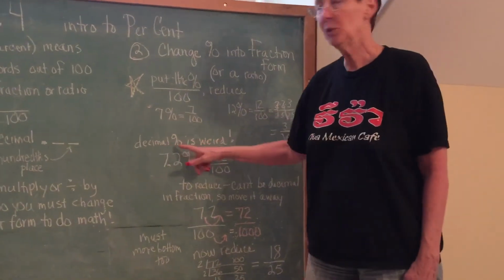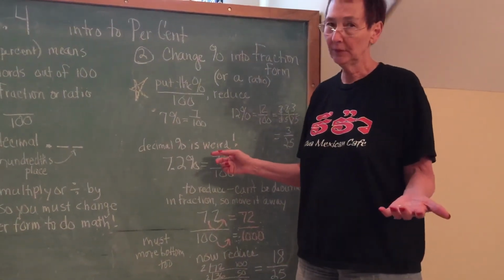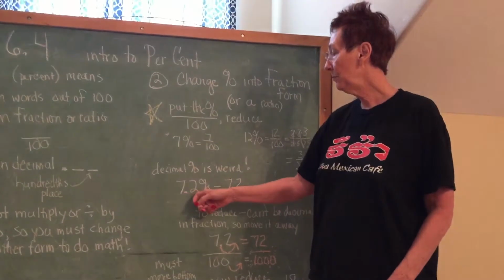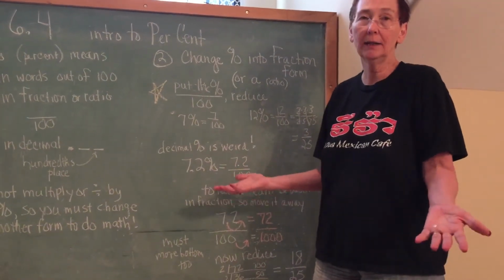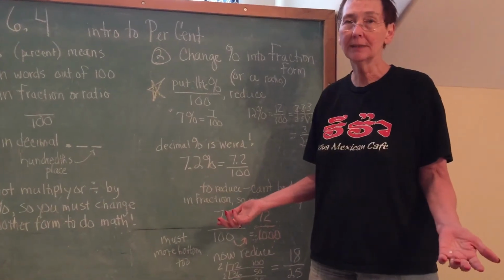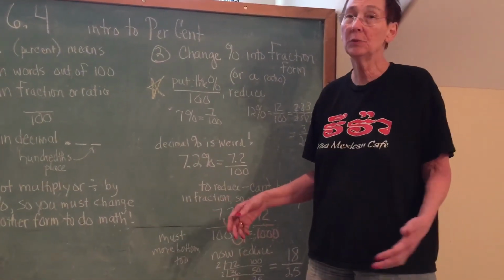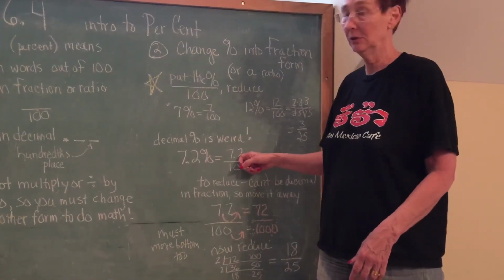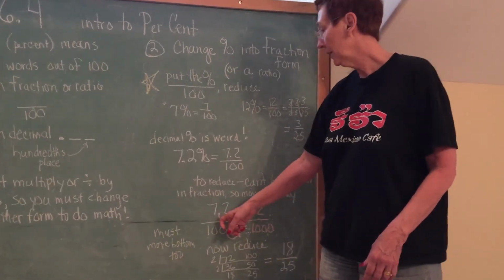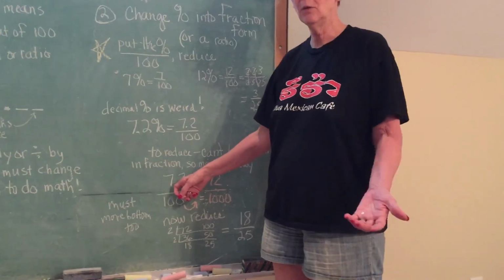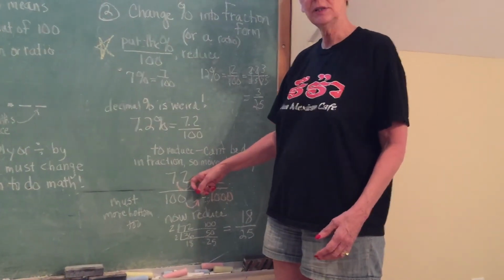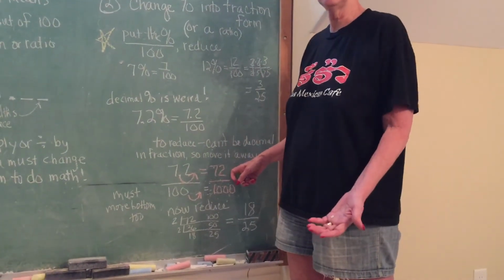If it's a decimal percent, that's kind of a weirdo, okay? So if I had 7.2%, you would put 7.2 over 100, right? Well, how do you reduce something that's a decimal? You can't prime factor it. So what you have to do is get rid of the decimal. To do that, you're going to take this and move it. If I've got 7.2 and I don't want the decimal, I'm going to move it to the end, and that would make it just 72.